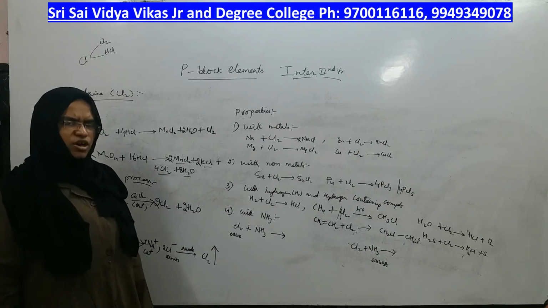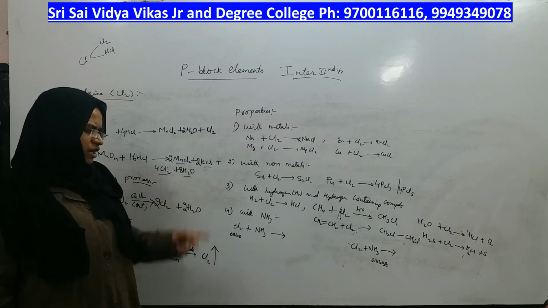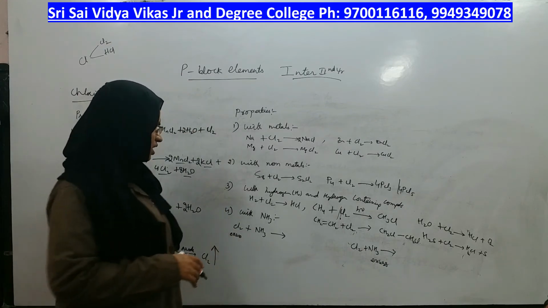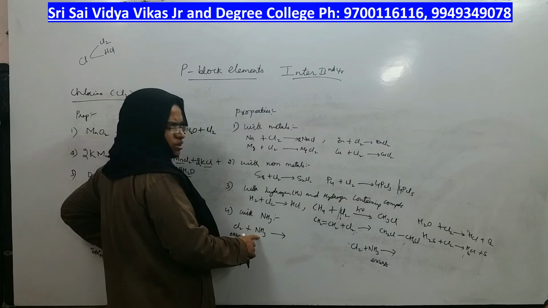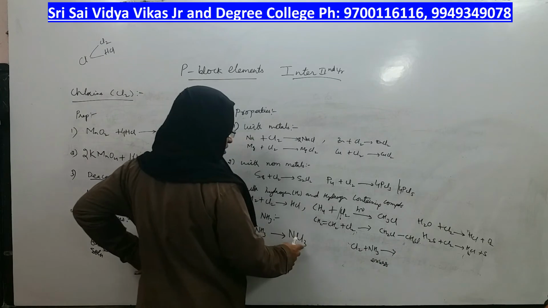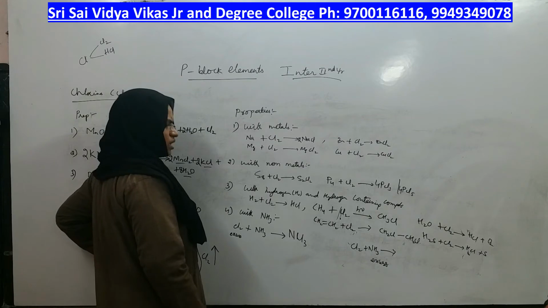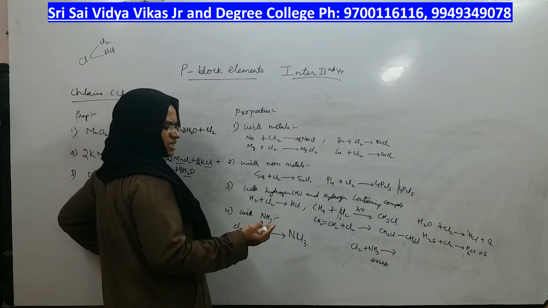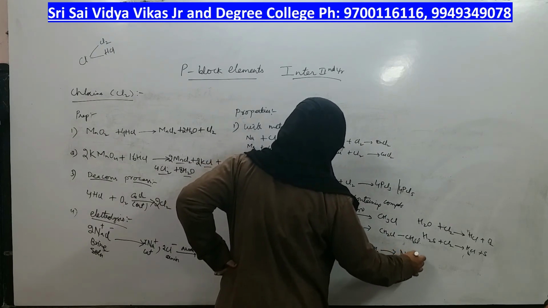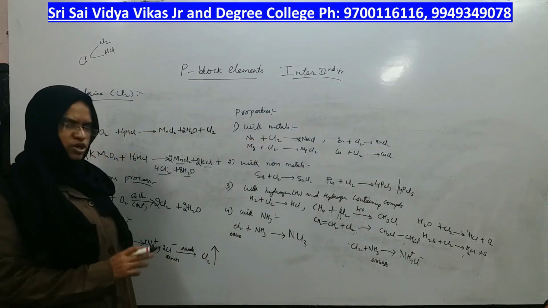In one type, if you take excess of chlorine, you get a different product. If you take excess of ammonia, you will get a different product. Let us see. If chlorine is excess and ammonia is less, which product do you get? NCl3, nitrogen trichloride, you will get as a product. But if you take ammonia in excess and chlorine is less, you will get ammonium chloride, NH4Cl.